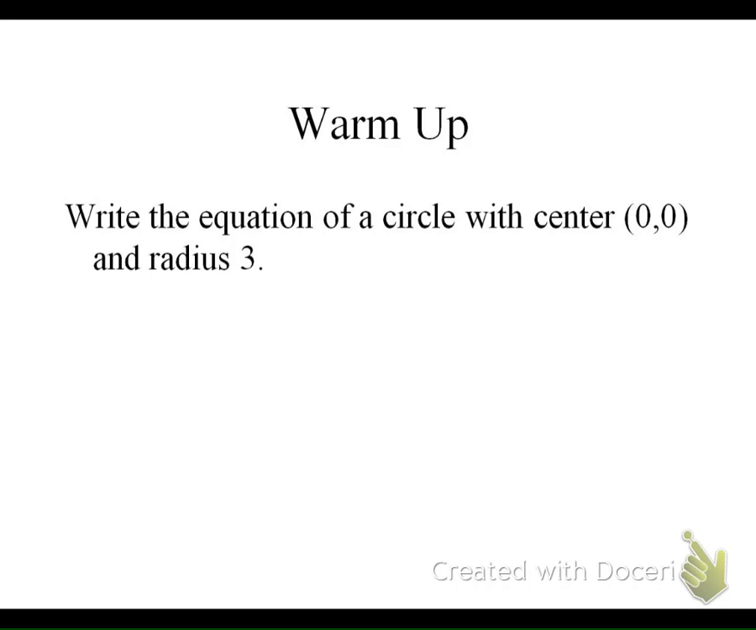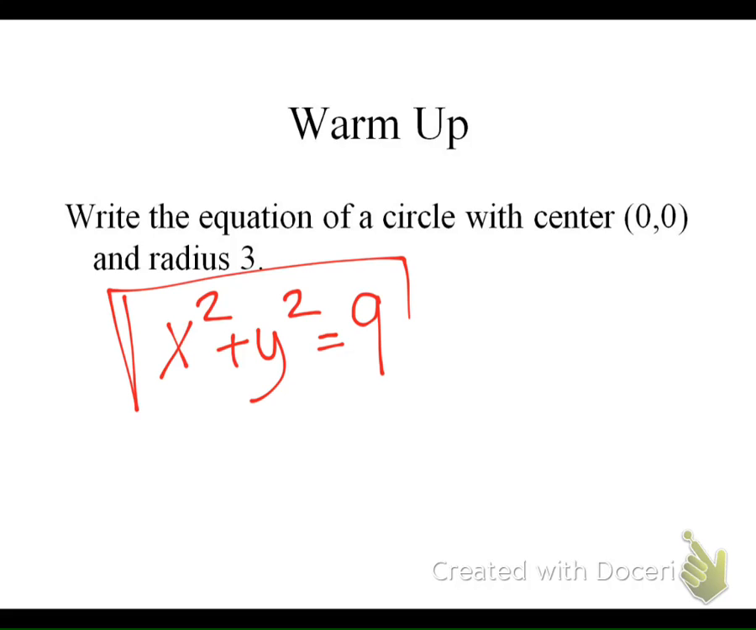All right, your warm-up says to write the equation of a circle with center at 0, 0 and radius 3. How do I do that? X squared plus y squared equals 3 squared, which is 9. Good. Pretty simple. What are your questions on the warm-up?